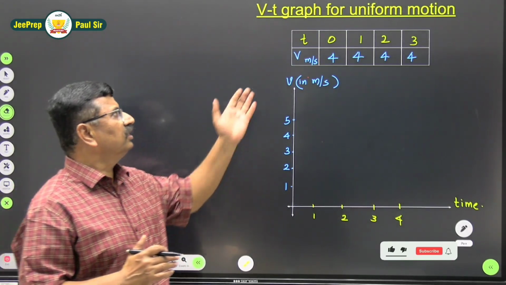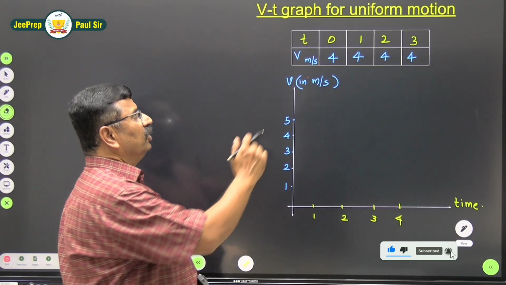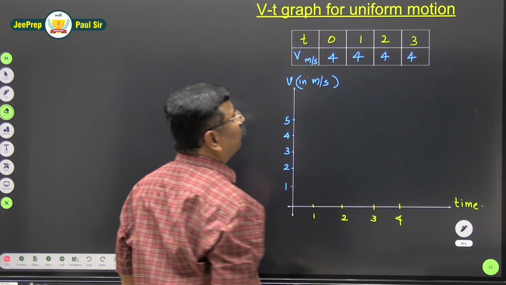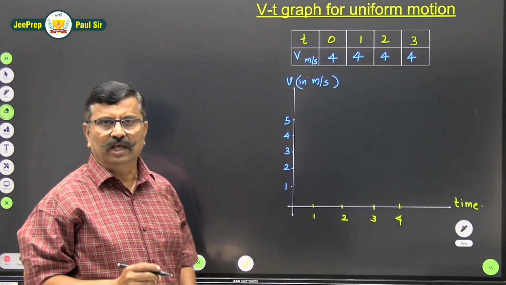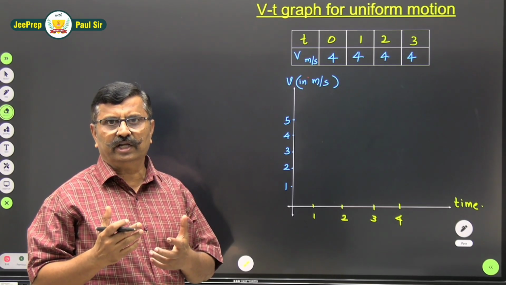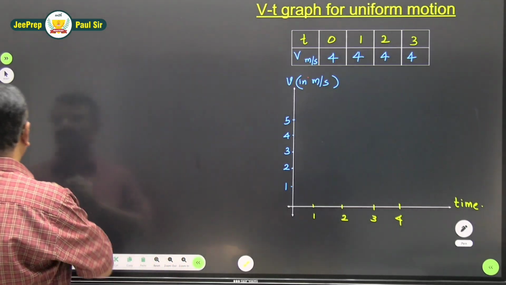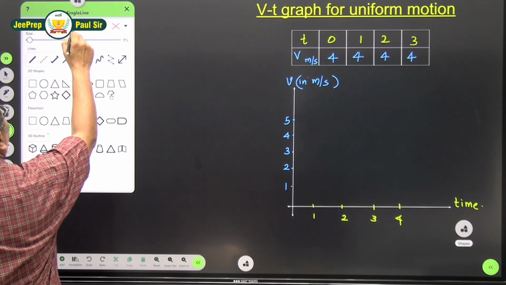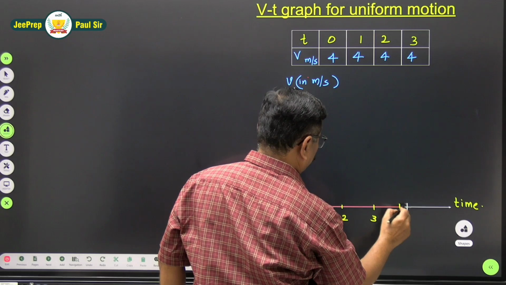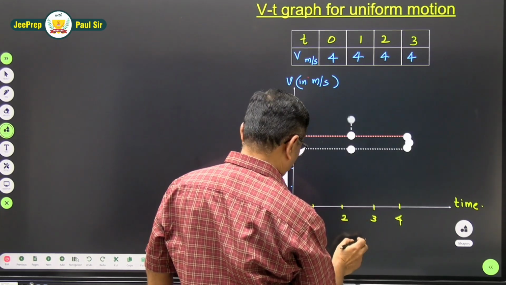Now here there are certain readings of the motion of the body at different times. You must have realized that at different times the body covers 4 meters per second. That means the body covers equal distance in equal time, means the velocity of the body is constant. So then the graph of the velocity of this body is a line parallel to the x-axis at v is equal to 4.